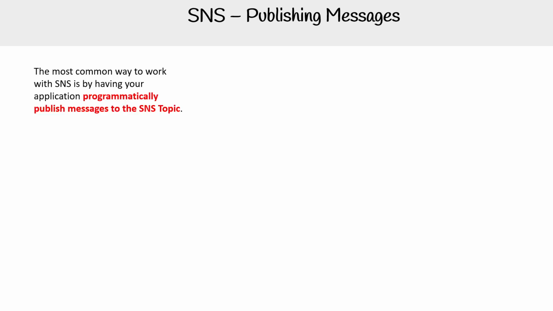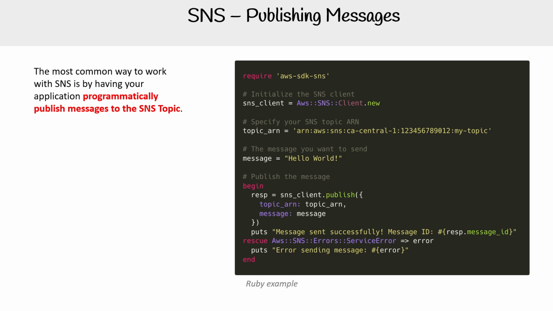Let's take a look here at publishing messages. The most common way to work with SNS is by having your app programmatically publish messages to an SNS topic. This is pretty much the main way we're going to work with it. So here we have a Ruby example. I'm just going to get my pen tool out here so we can take a quick look.